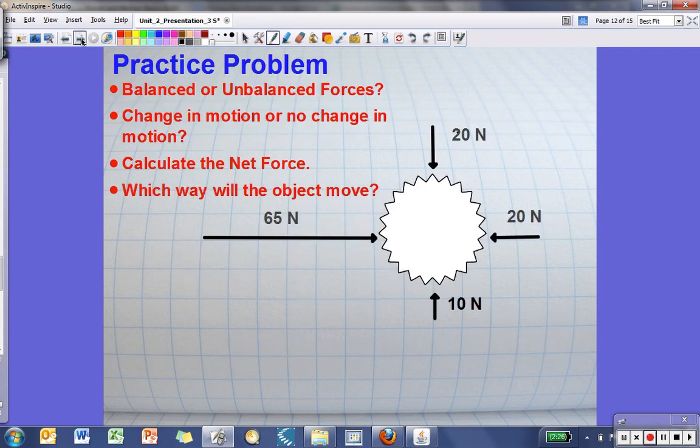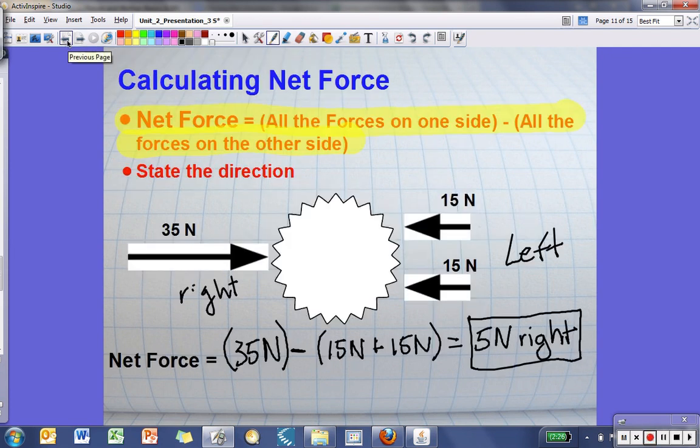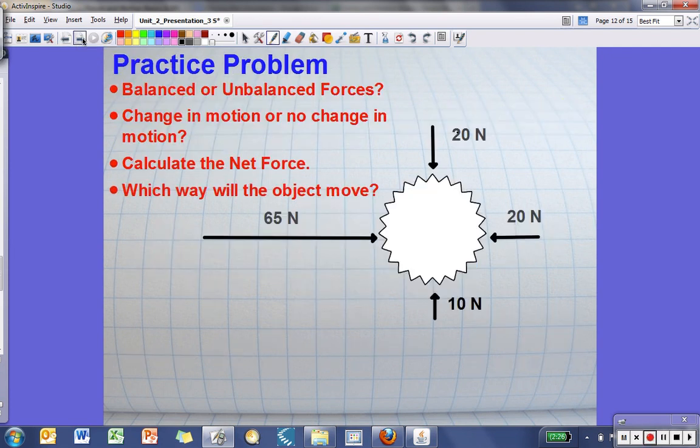Let's do another calculation. So this time we've got 4 forces. This gets a little bit tricky now, because before all we had was left and right. So what happens when we have up and down with it? There's 4 things that we want to look at first. Number 1 is, is it balanced or unbalanced? I'm hoping that you can look at it and go, wow, none of the forces are really equal to each other. So right away you should notice that this is a balance.